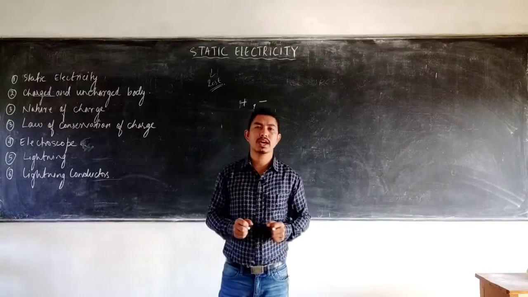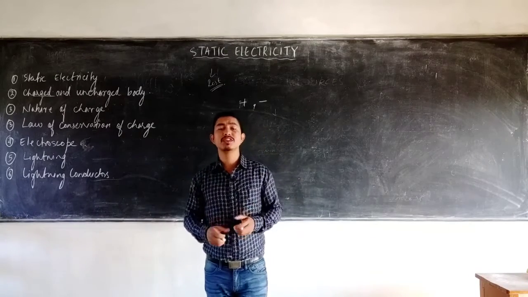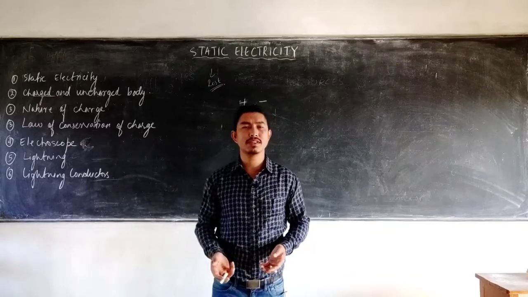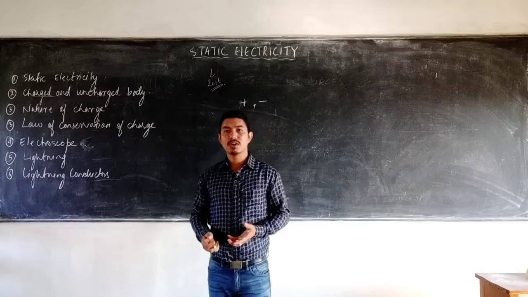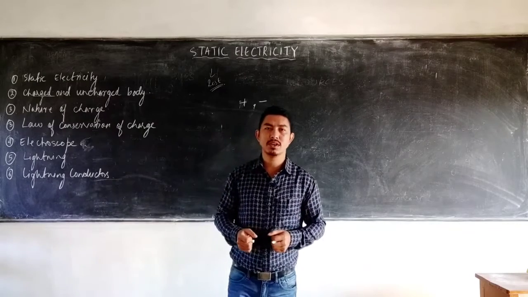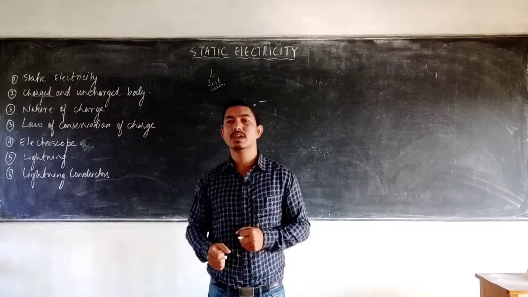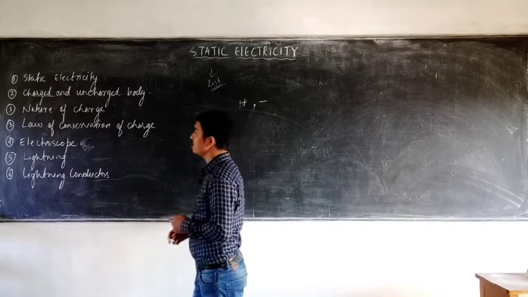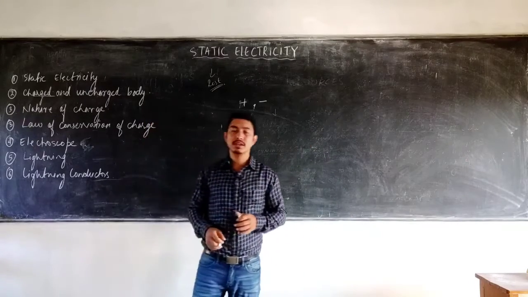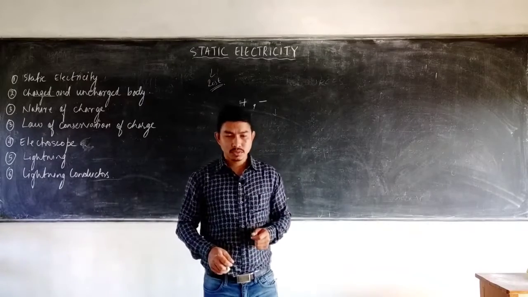Or we can also say that any object which has more accumulation of negative charges, that is the electrons, is said to be a negatively charged body, and if any object has a deficiency of electrons, then it is said to be positively charged. Therefore there are two kinds of charges, one is the negative charge and the other is the positive charge.